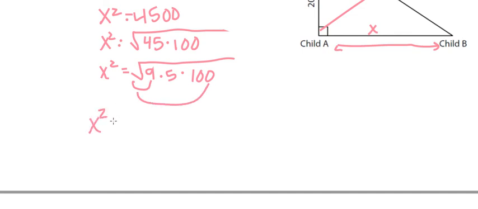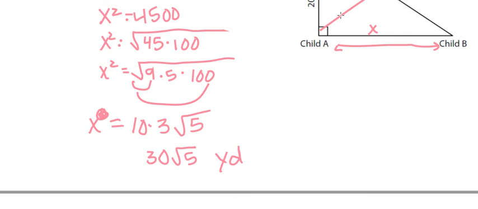So x squared, or not x squared, just x, because we're taking the square root, is going to be equal to 10 times 3 times the square root of 5. So that's going to be 30 root 5. So you can go ahead and check that. You can do 30 root 5 in your calculator, and you can also take the square root of 4,500, and you will see that you get identical answers there. That is how far apart the children are in that image.